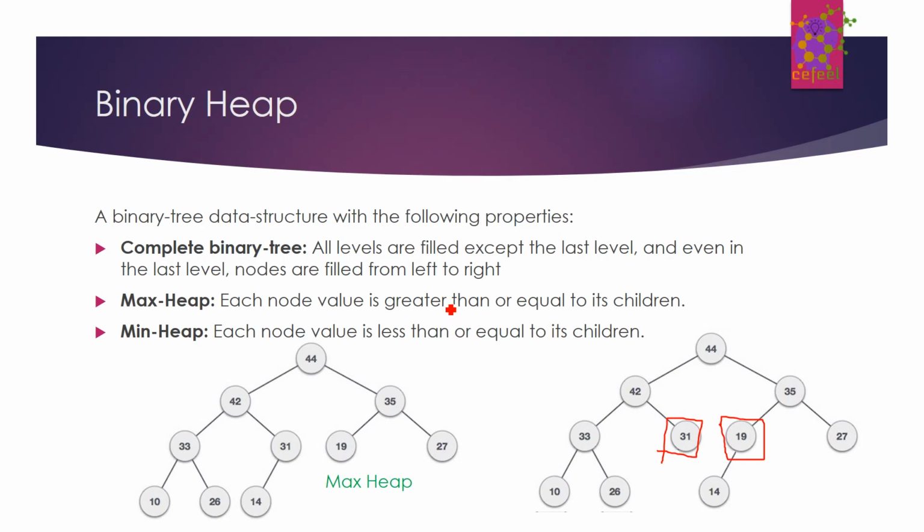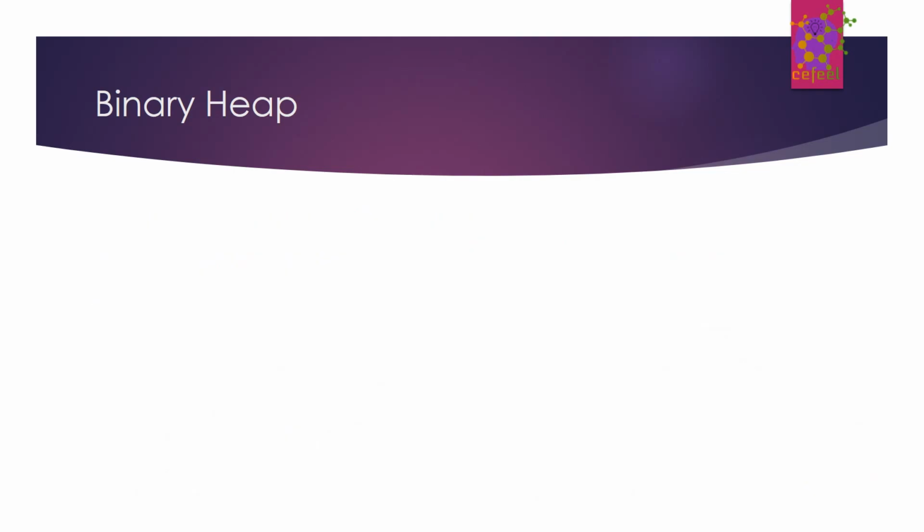binary trees: all the levels are filled from left to right, and in the bottom level, nodes are filled from left to right. So since 31 doesn't have a child but 19 has a child, this doesn't even qualify as a complete binary tree, and hence this is not a heap. Moving forward to another example.